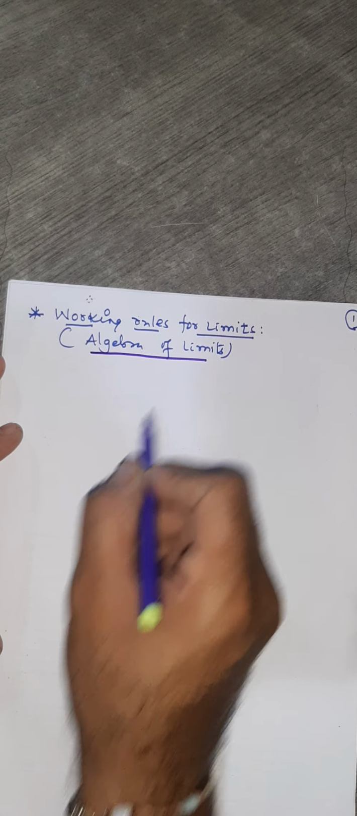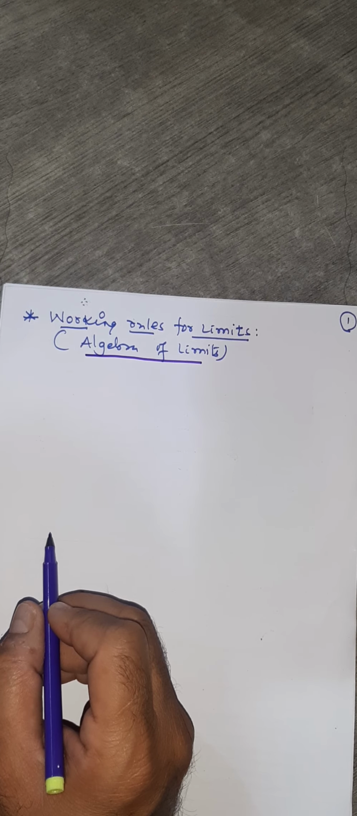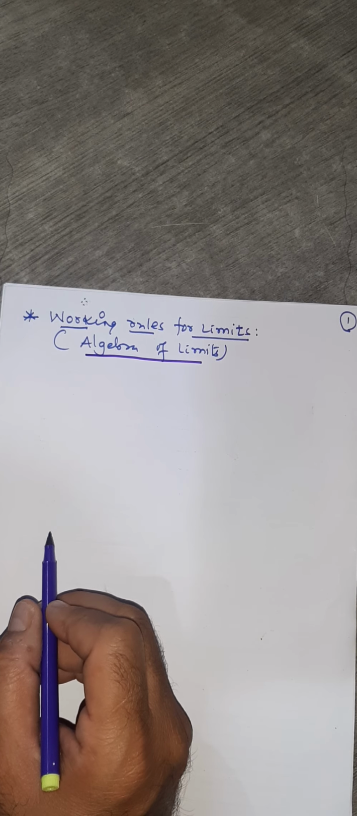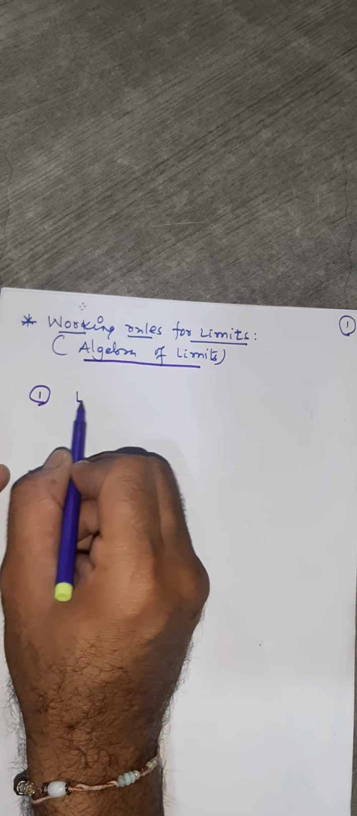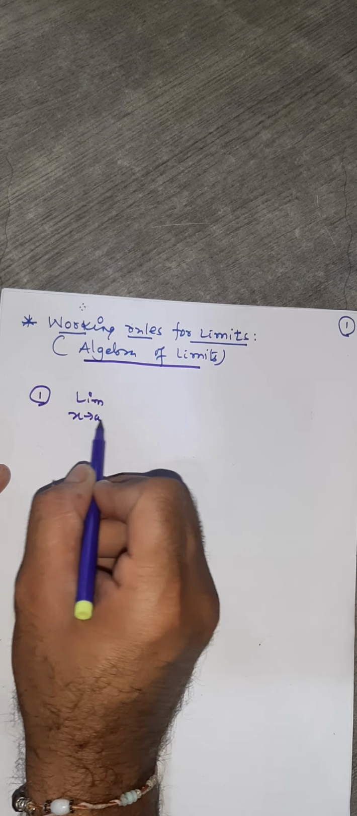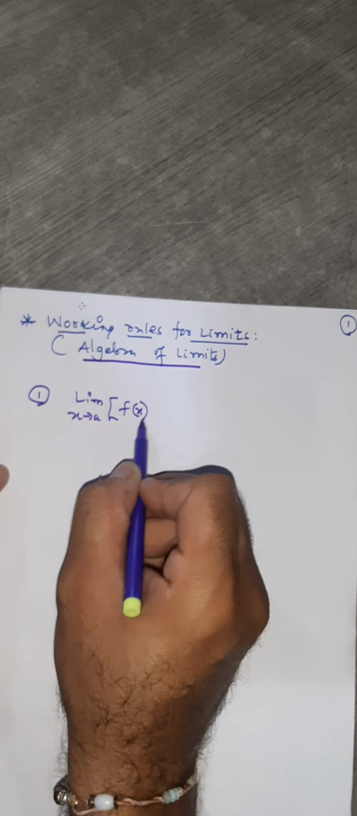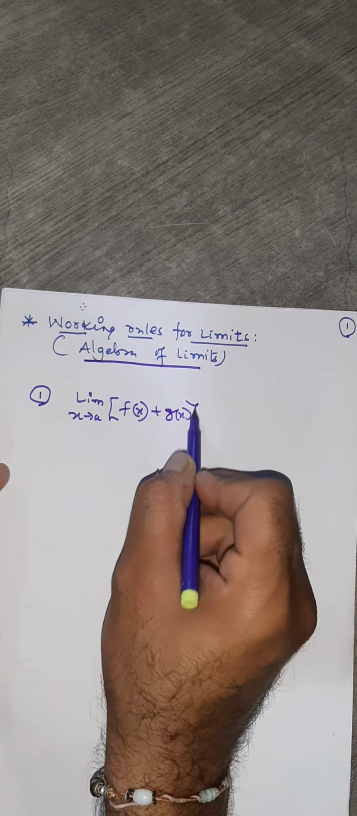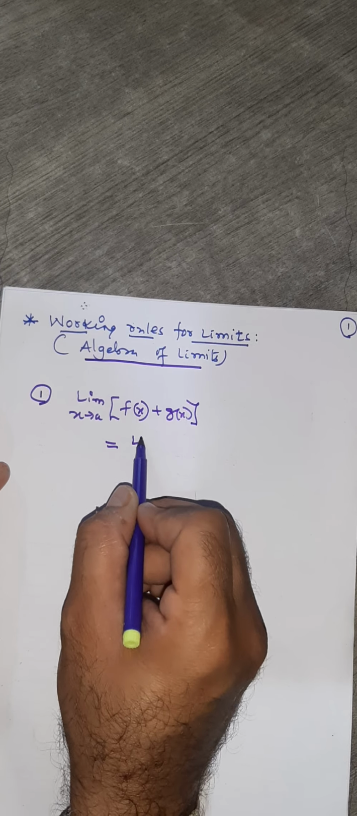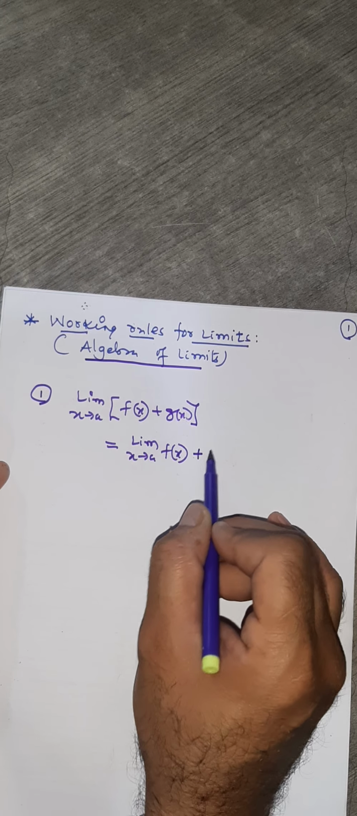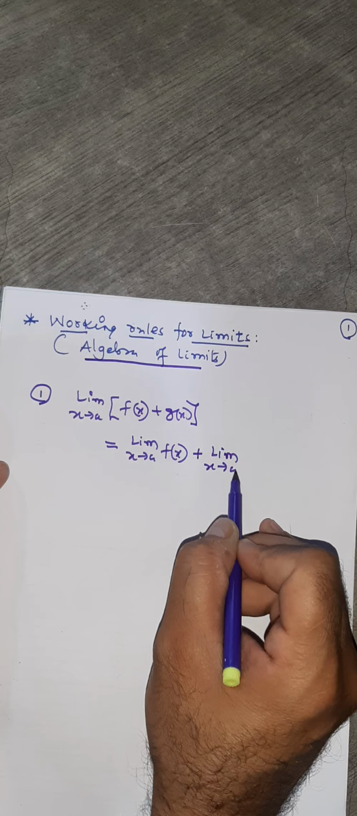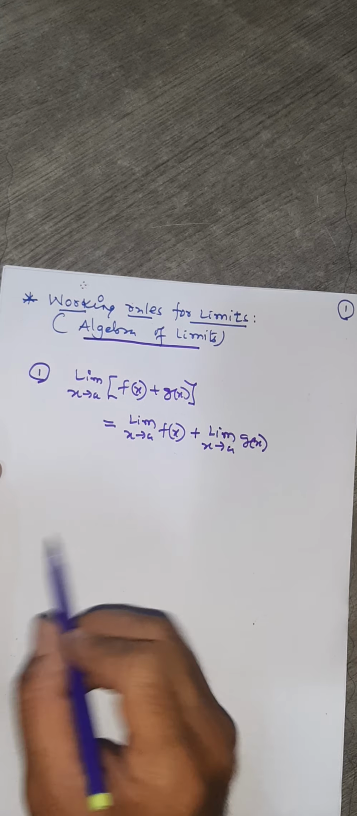The next point is about working rules for limits. That's also called the algebra of limits. That is, how to add, subtract, multiply and divide two limits. So the first one: if you have limit x tends to a and you have the addition of two functions, f(x) plus g(x), this first rule says that you can take the limit inside. It's the simple linear property; you can take the limit inside. That's addition. If you have two functions, you can take the limit inside the bracket.